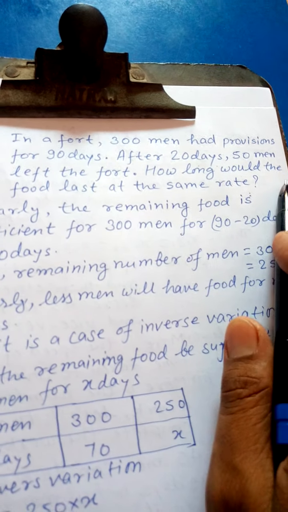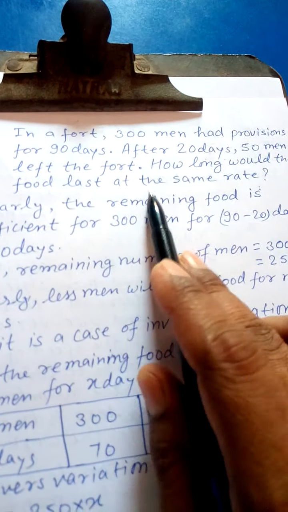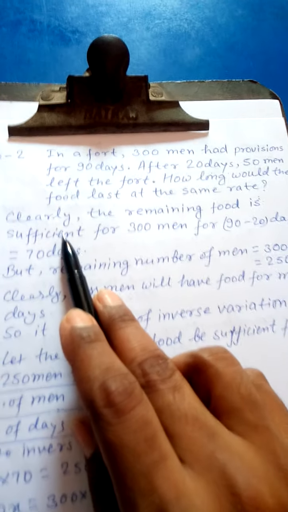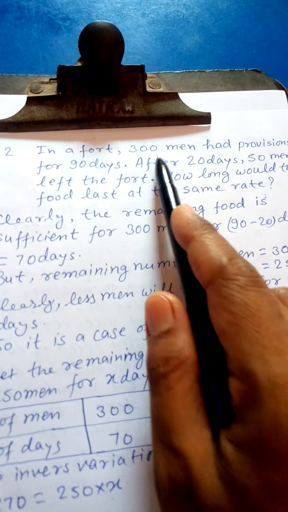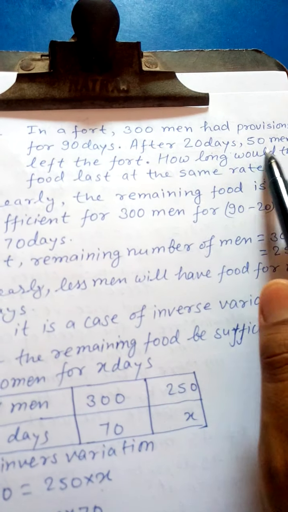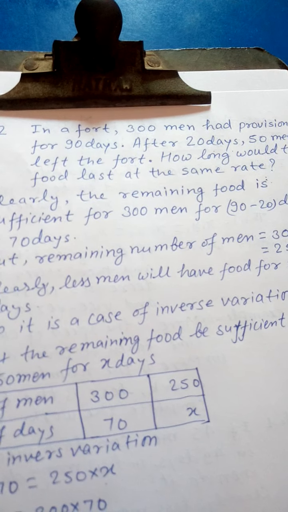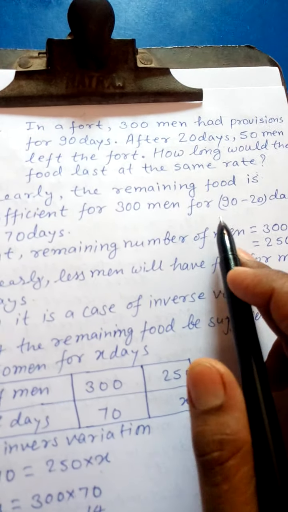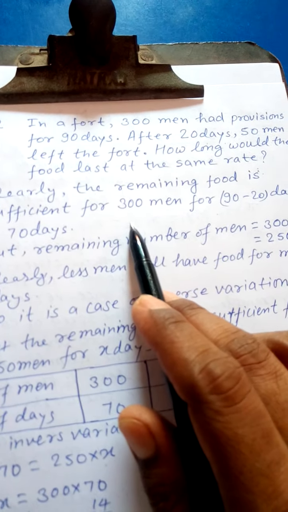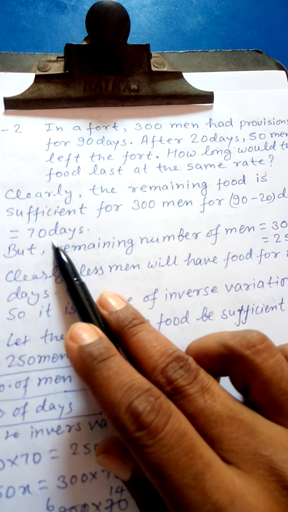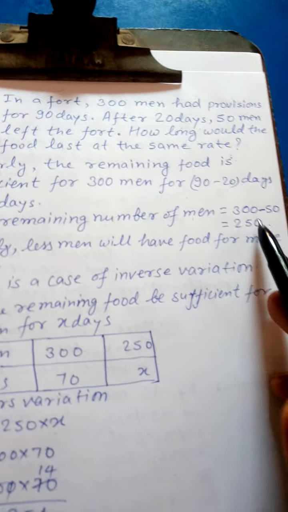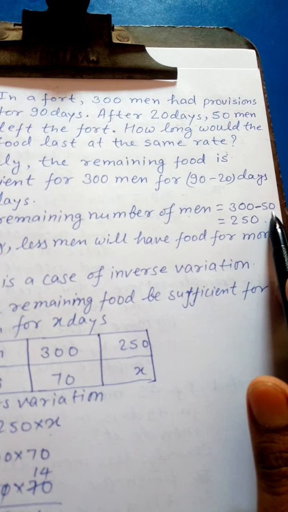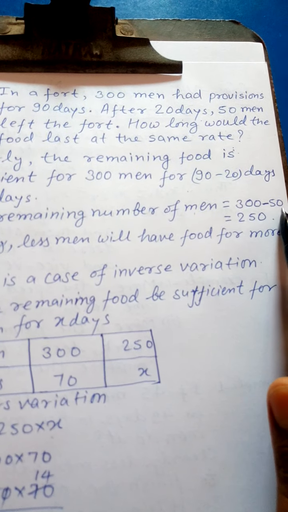So how long would the food last at the same rate? Clearly, the remaining food is sufficient for 300 men for 70 days, 90 minus 20, that is 70 days. After 20 days, 50 men left the fort. So for 300 men there is the provision for 70 days. But the remaining number of men is less because 50 men left the fort. So 300 minus 50, that is 250.